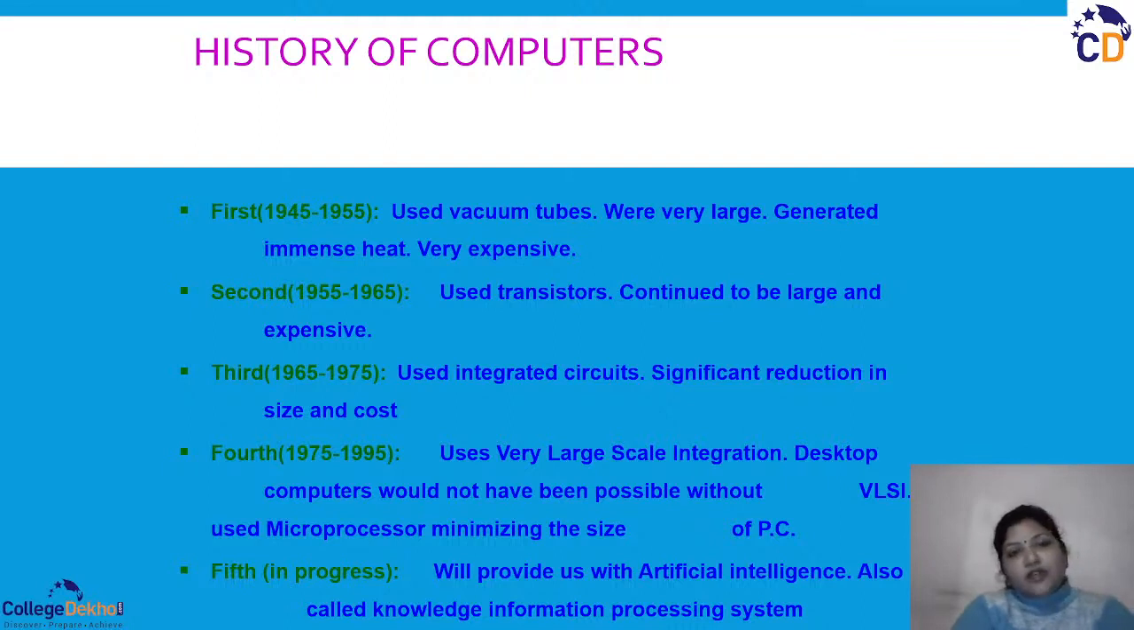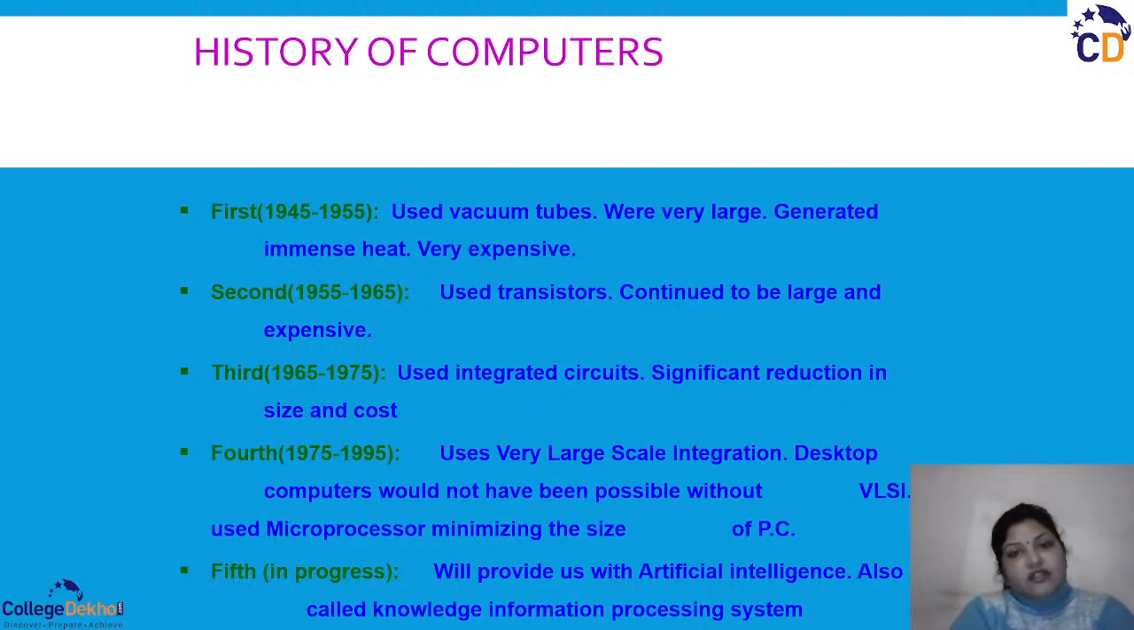First, between 1945 and 1955, vacuum tubes were used. We didn't have such kinds of processing systems, right? We had vacuum tubes, and they were very large. We will see in later slides how mainframe systems and supercomputers are maintained. They need a large space, right? Vacuum tubes generate immense heat, and of course they were very expensive.